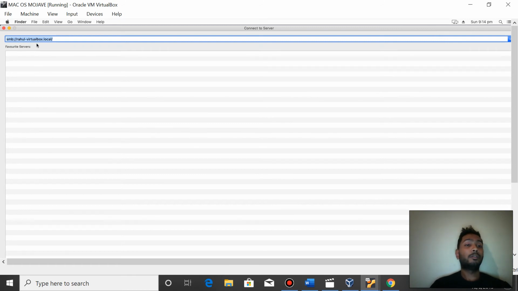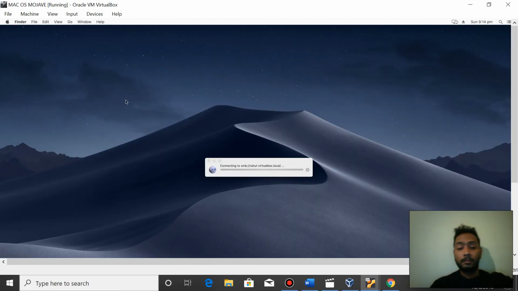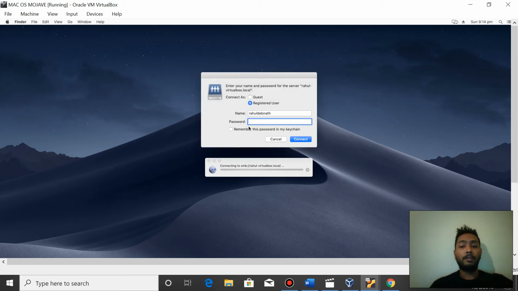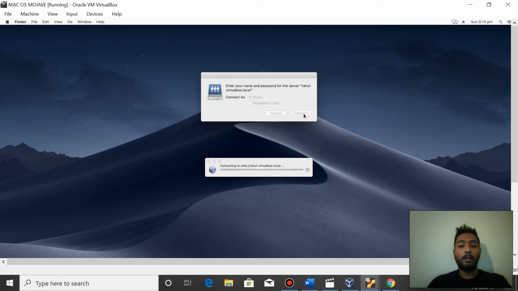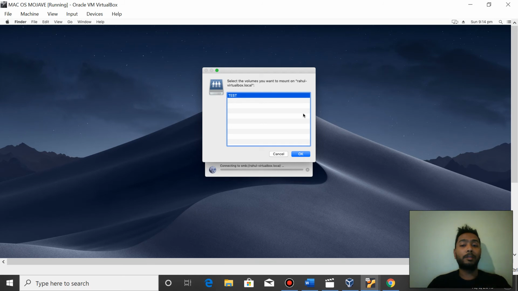So Rahul VirtualBox, which is the name of the first Linux PC, and the local means the local area network, and you just basically press enter, and it's trying to connect. Then it's going to ask for the password. Maybe just put it as guest, because I did operate as guest, and then it works, and it finds that folder on the other Linux, and then press OK.